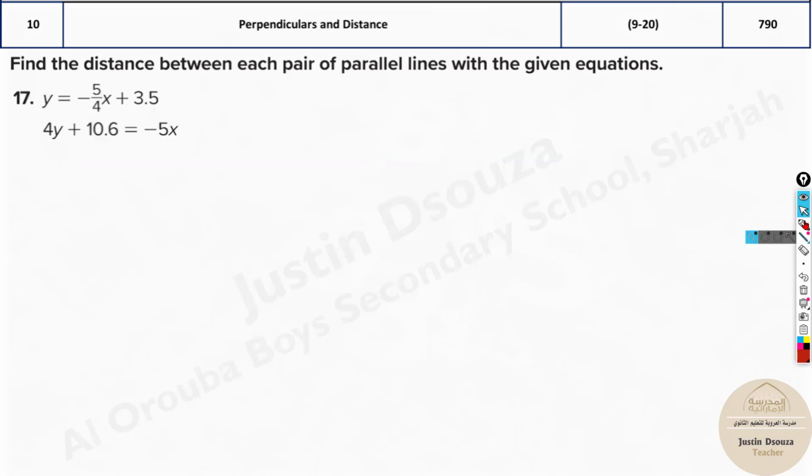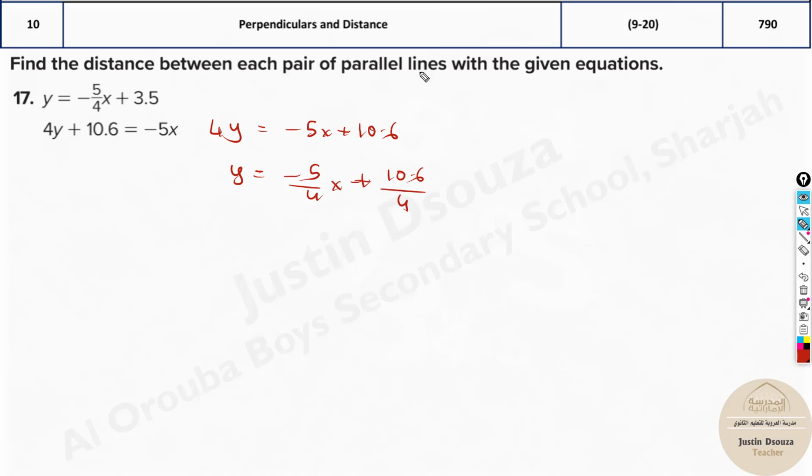Here as well, let me just rearrange this. It's the same concept, just that the values are a little weird. This is in slope-intercept form. Next one is 4y is equal to minus 5x plus 10.6. Now divide throughout by 4, you get minus 5 by 4x plus 10.6 by 4. You can just put it in the calculator and you get the value.